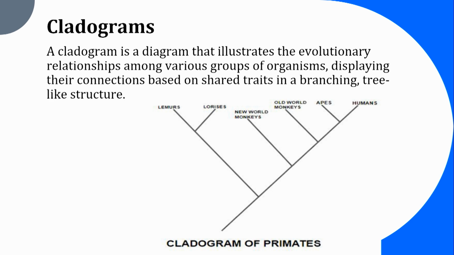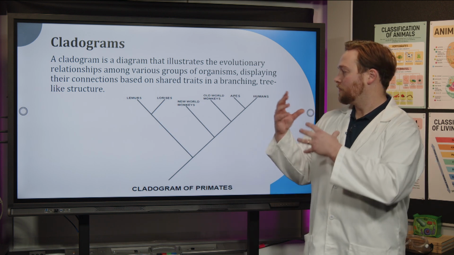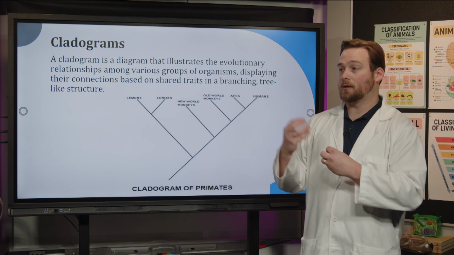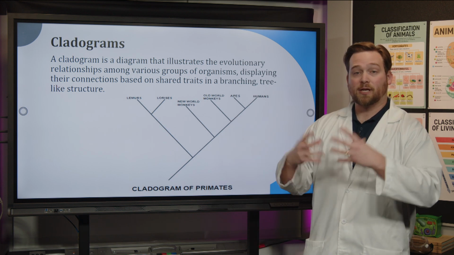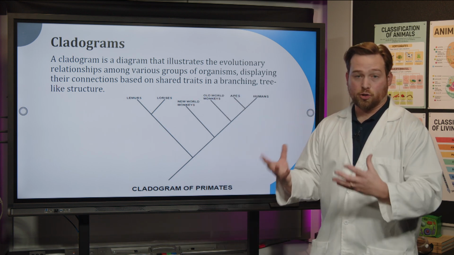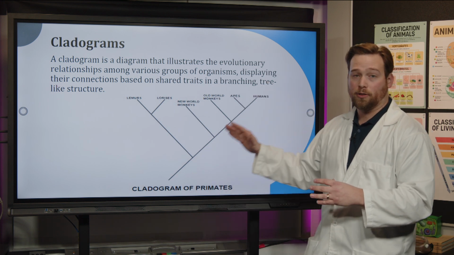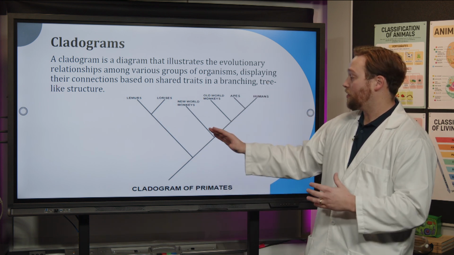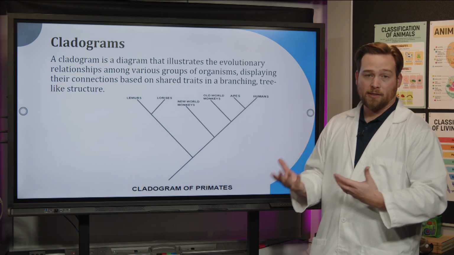So again, with the cladogram, what we're really trying to do here is show the common ancestors. Each of these different nodes represents a common ancestor. And what we're really looking at is shared traits. How this works is we'll put different traits along this cladogram. And where that trait is, it applies to everything that comes past the trait, but not anything that comes before the trait.